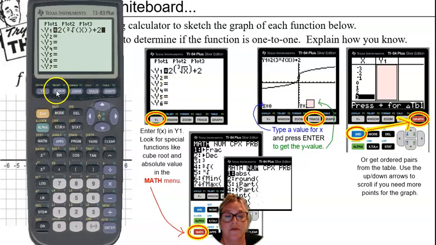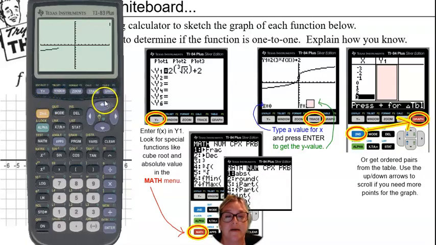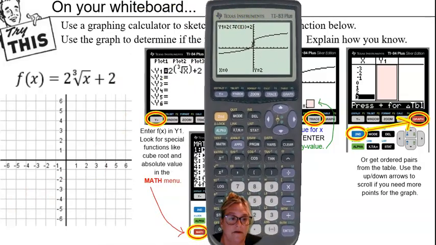Okay, next we're going to go to the graph, and that's the last blue button on the right under the screen. Okay, then we're going to hit trace, and this allows us to type in a value for x, press enter, and it'll tell us the corresponding y for the function that's shown in the top of the screen. And this function is what we typed in for y1. So I'm going to put in a 0 for the x, press enter, and there you see that y is equal to 2. That gives me a point that I can plot on my graph.